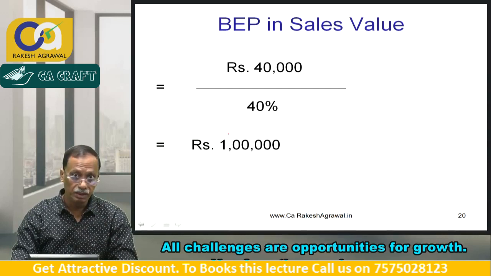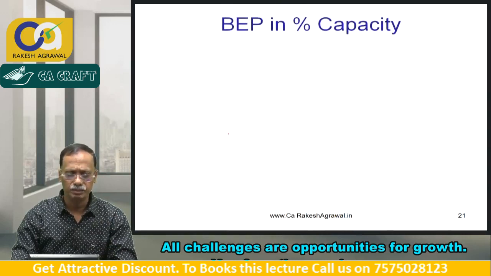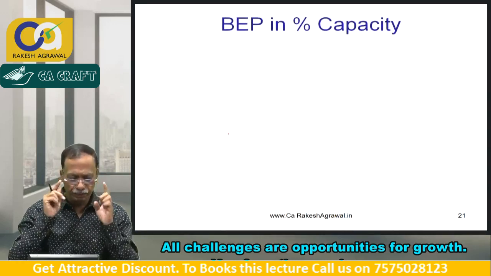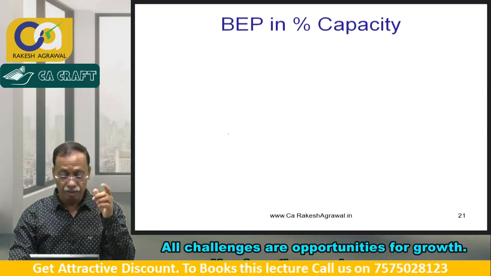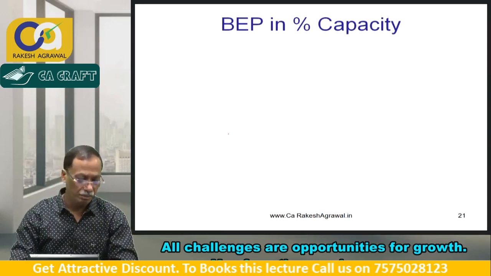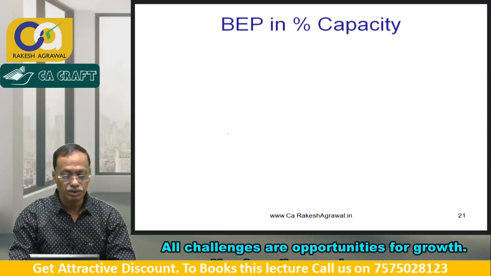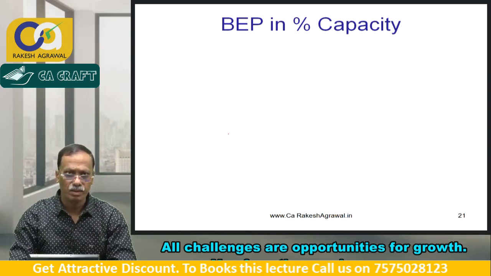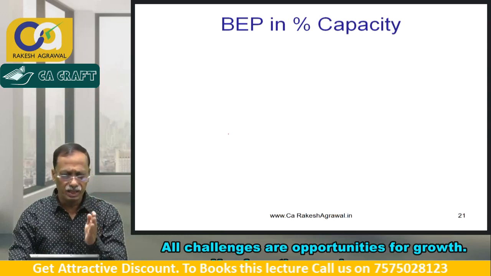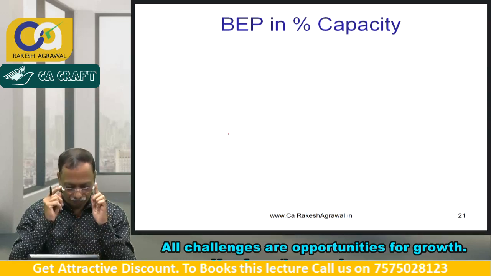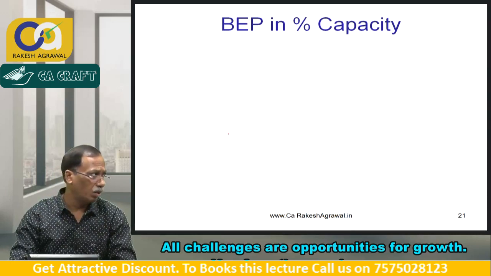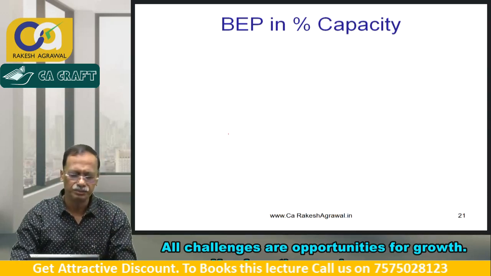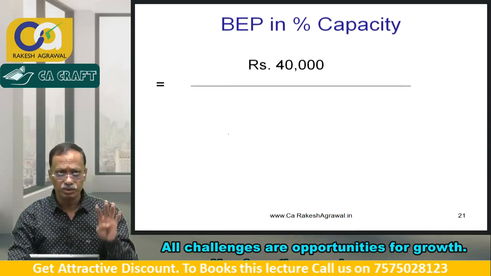Now the third one, which might be new for someone. Write down BP in percentage capacity. First write down the formula. BP in percentage capacity is equal to total fixed cost divided by contribution at 1% capacity. Substitute the data. Total fixed cost is 40,000.